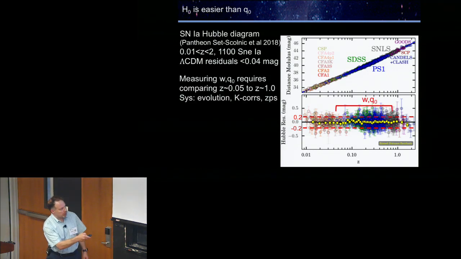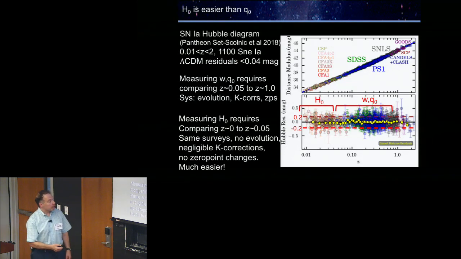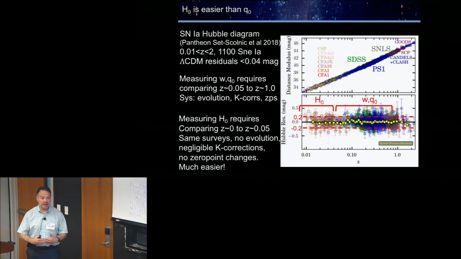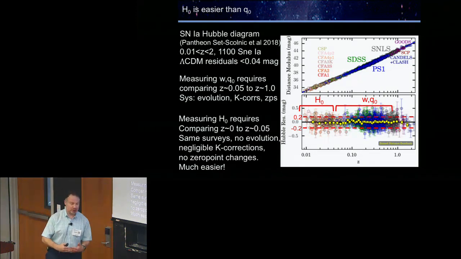And so this is what we were comparing, data over this range. The much easier problem is what we're doing now, which is comparing from redshift 0 to redshift 0.05. The whole thing is done in the rest frame. We never change filters. We never change detectors or instruments. There's no evolution to worry about. There's no K-corrections of any reasonable size. And yet the size of the effect is the same.